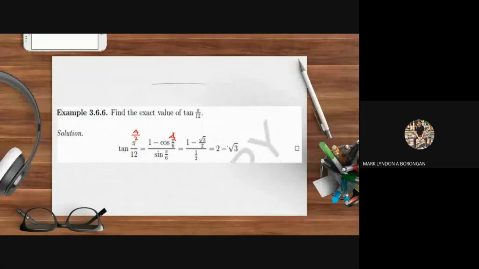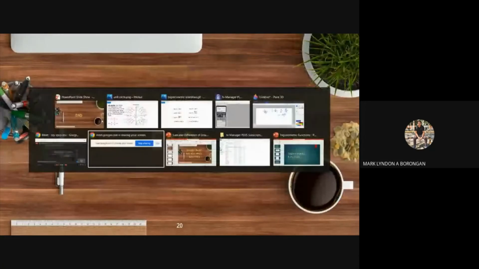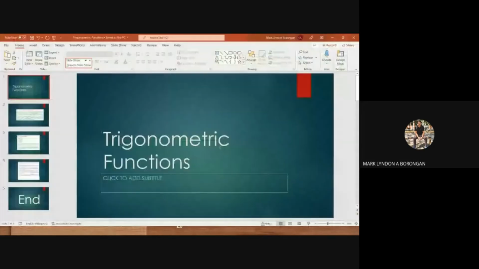Don't bother with the details because you already learned this in elementary math. It's just manipulating the denominator and numerator, simplifying. Okay? So let's proceed to our next topic.